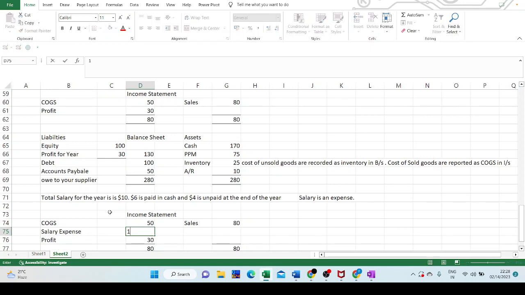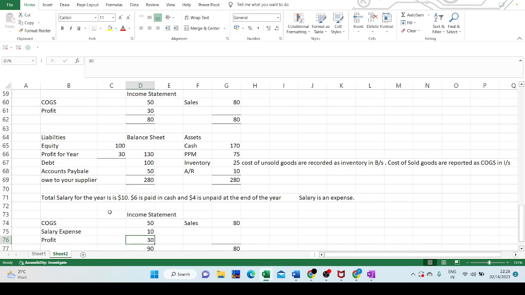10, 10, 10, 10. Total salary. So we are reporting the entire salary of 10 as an expense, even though we paid only 6 in cash. The remaining 4 was unpaid, right? In spite of that, we are recording the entire salary as salary expense. Again, this too is an example of the accrual method of accounting, right?